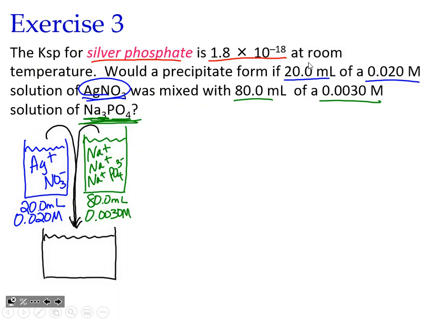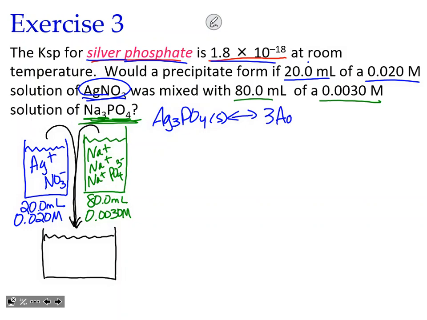So we're going to dump them together though, and we already know pretty much which one would precipitate if it does. We're not sure if it does yet because they told us at the top of the problem we've got silver phosphate and we have a Ksp of 1.8 times 10 to the minus 18. So that's really the equation we're concentrating on. Silver phosphate dissolving, we would get 3 silver ions out of that and 1 phosphate ion out of it, and we have the Ksp value.